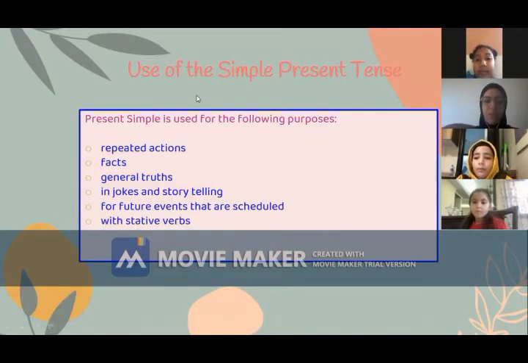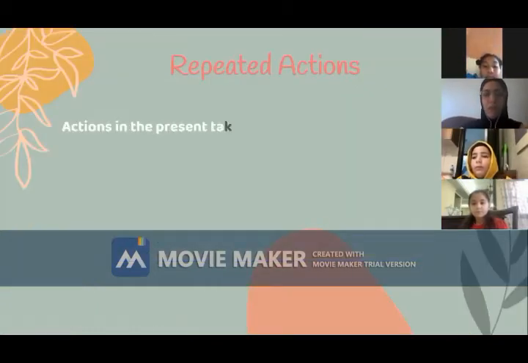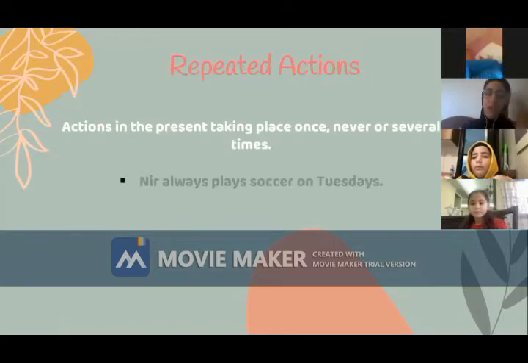And the last purpose is the stative verbs, the verbs that do not include actions. They are related to the senses or feelings, for example hear, taste, feel, like. All of these are called stative verbs. So these are the purposes behind using the present simple tense. When we say repeated actions, we mean actions that are happening or never happening. For example, Ner always plays soccer on Tuesday. So every Tuesday, Ner plays soccer. This is called a repeated action or a habitual action.